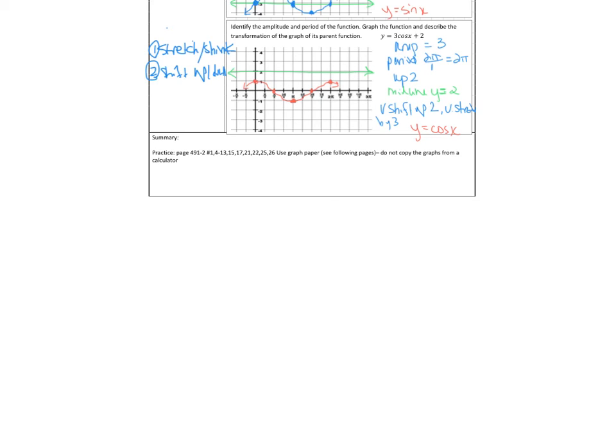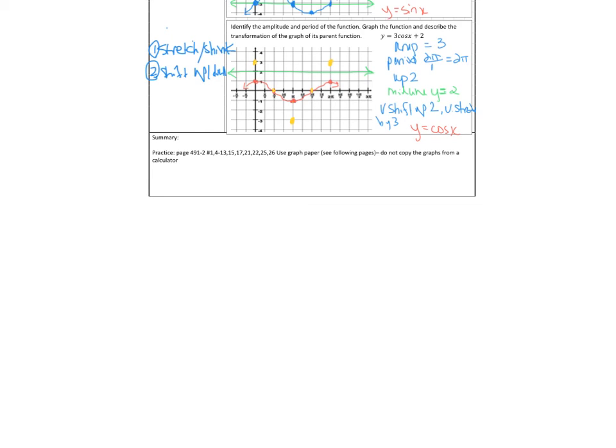Okay, so I'm going to go with a different color here to show my stretch. I'm vertically stretching by 3. So the points that are on the x-axis are stuck there, but my maximums are going to stretch 3 times higher. And my minimum of -1 is going to stretch, multiply by 3, so it'll be 3 times lower. So that's my stretching part.